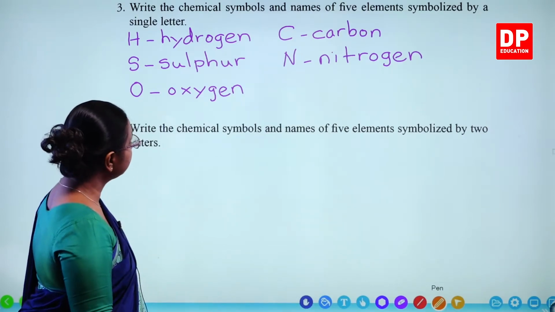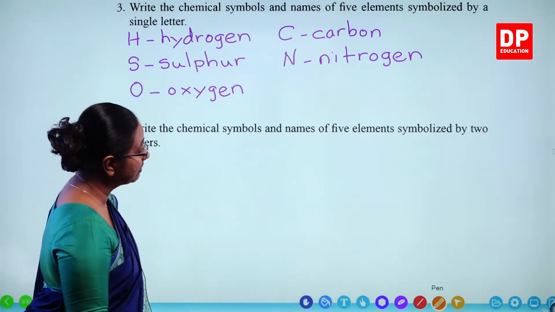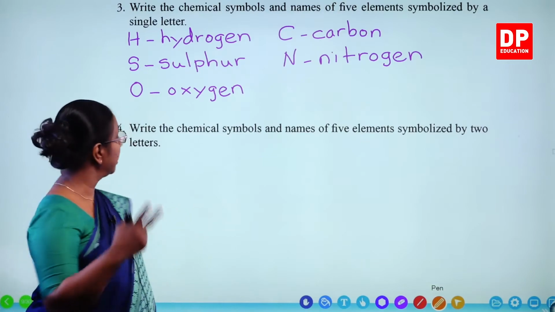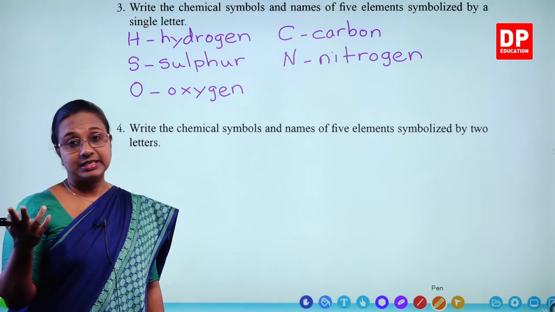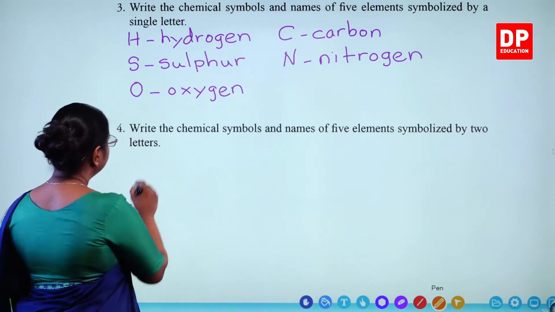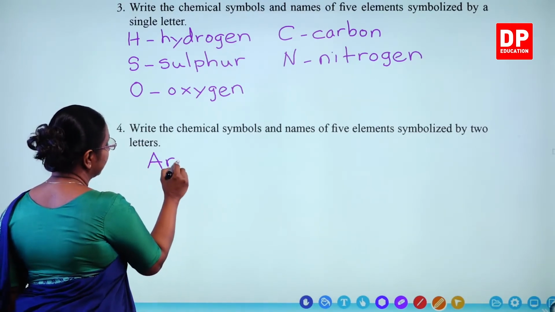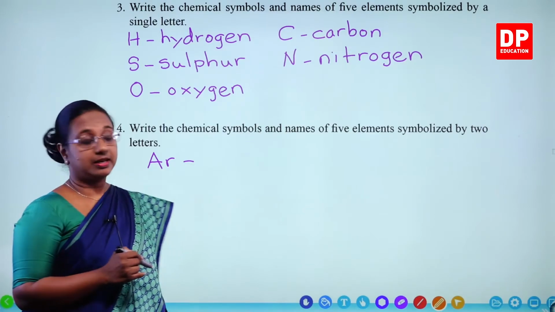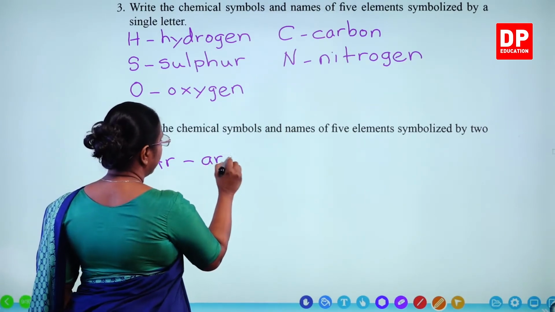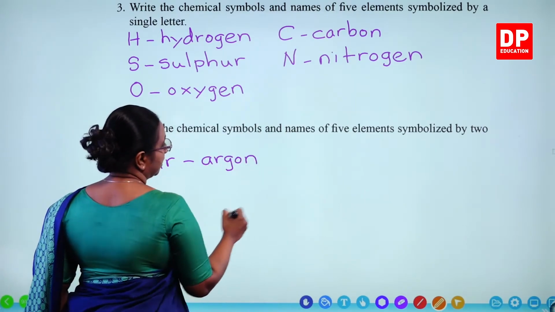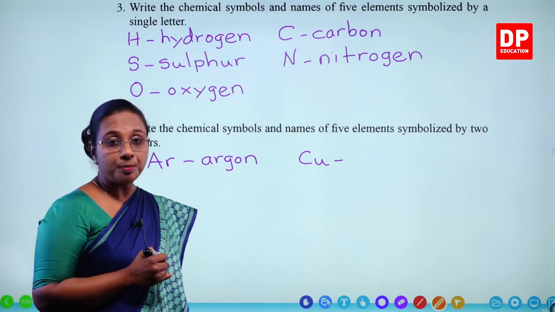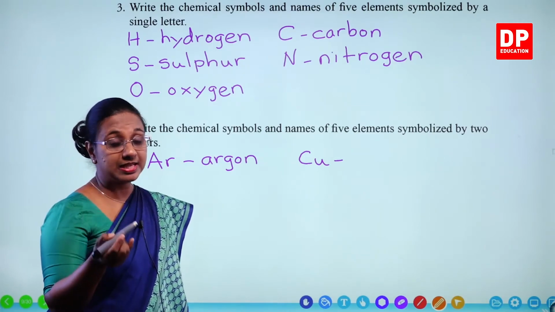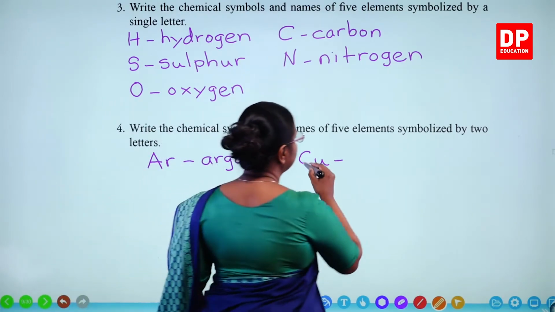Write the chemical symbols and names of 5 elements symbolized by 2 letters. So it has to be 2 letters. What can you write? You can write this symbol. What is this? Argon. This is argon. Then what is this? Cu. We have discussed that. Copper or cuprum. Cuprum is the Latin name. Copper is the English name.